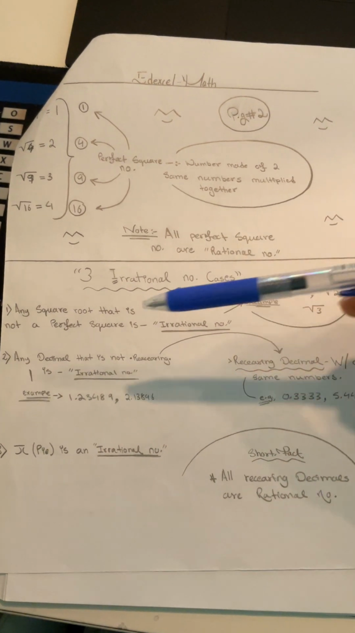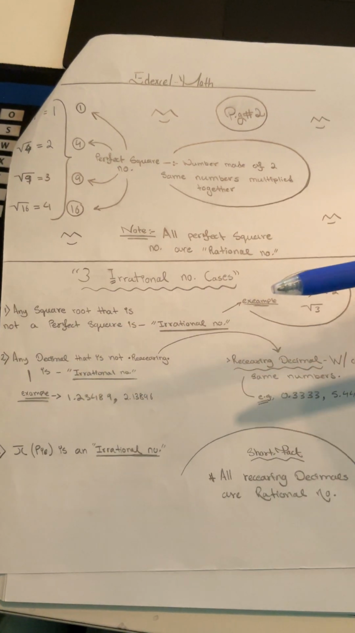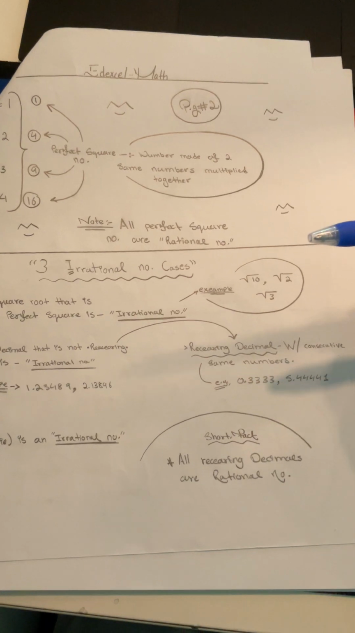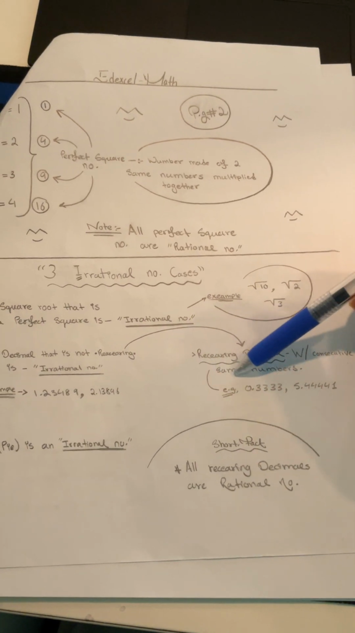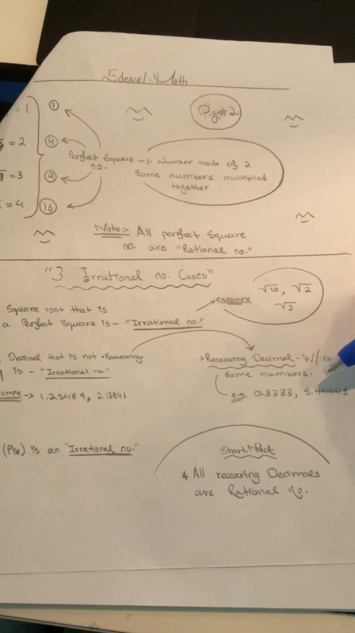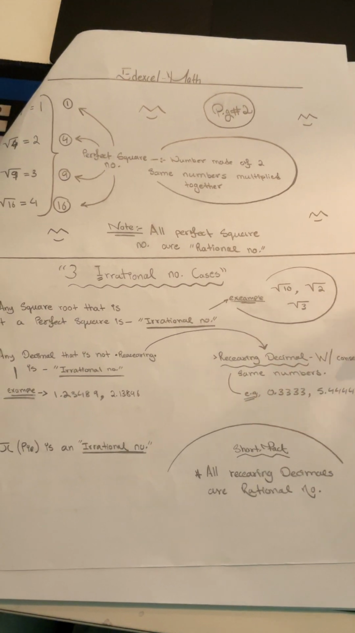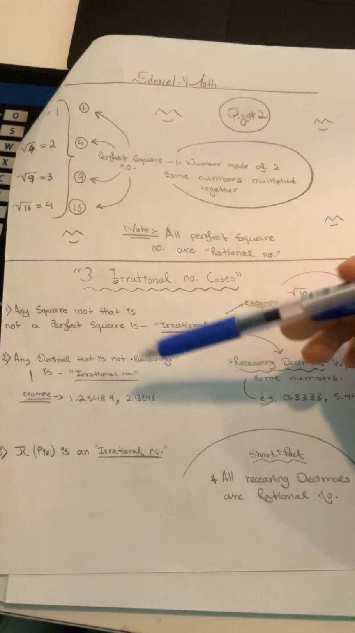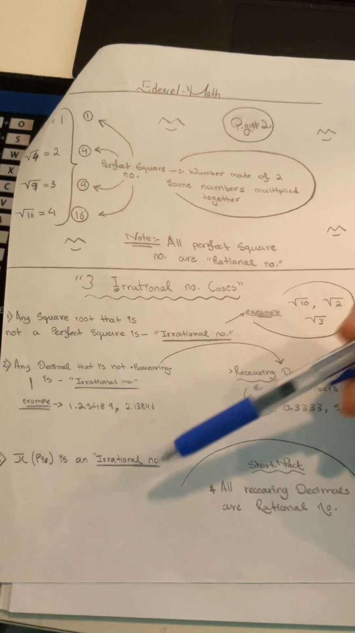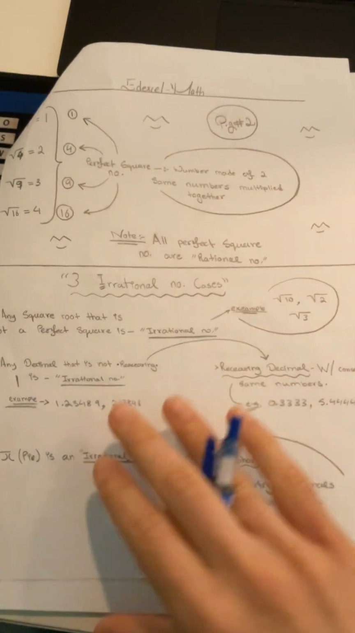Second, any decimal that is non-recurring. A recurring decimal is basically a decimal with consecutive same numbers after it, like 0.3333, 5.44444, 6.88888. So any decimal that is not recurring is an irrational number. And pi is the last one. Pi is also irrational. All recurring decimals, just remember that they are all rational.